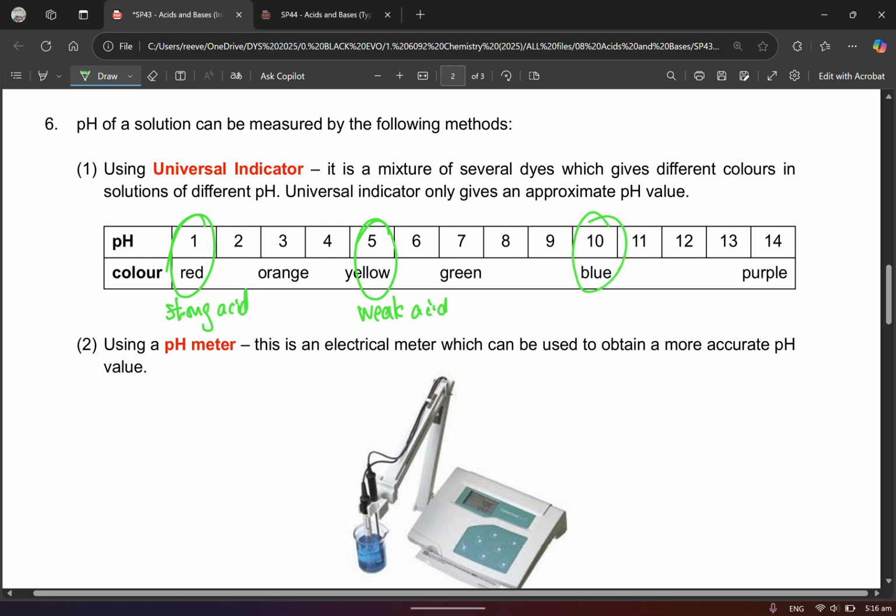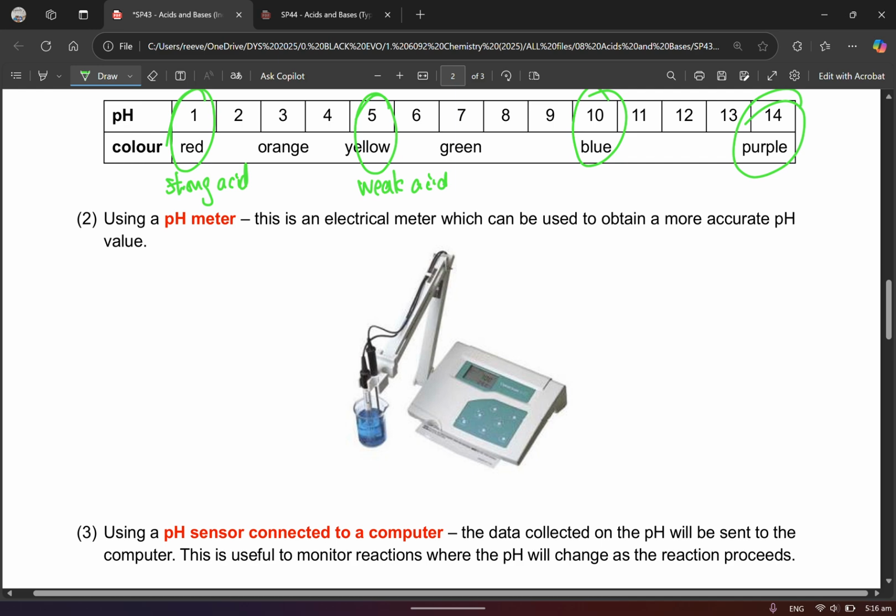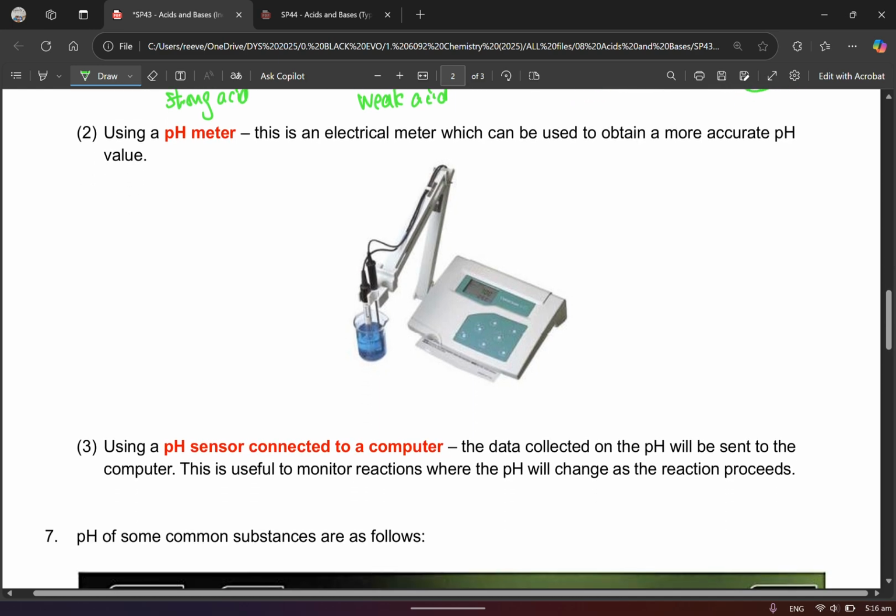If you test and you get blue, or if you test and you get purple, both of them are alkaline, with purple being the strong alkaline. Okay, let's say you don't use UI.